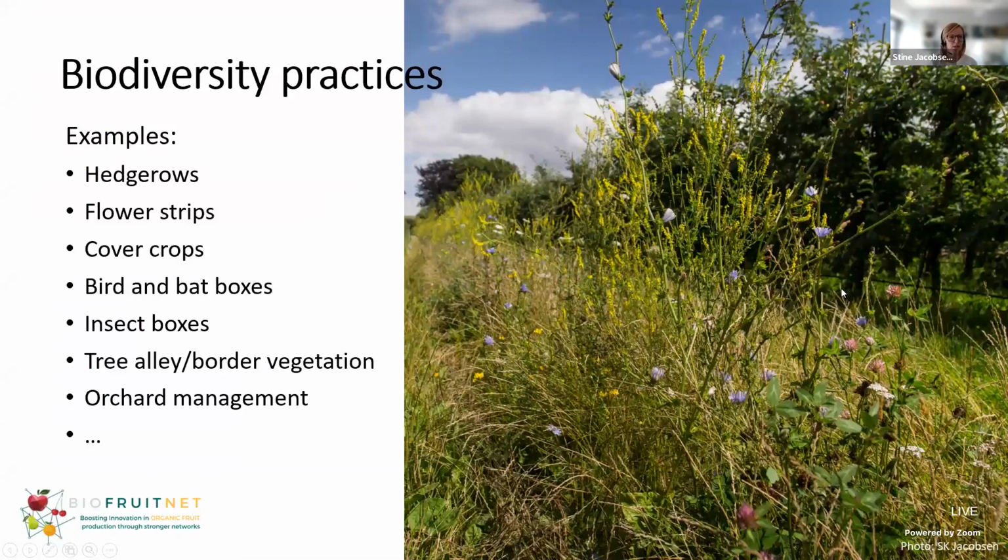And here are some examples of the different biodiversity practices that can be implemented in orchards. These are also examples from the BIOFRUITNET project and are recommended as best practices as an outcome of this project. So it's, for example, hedgerows, flower strips, cover crops, bird and bat boxes, insect boxes. It can also be tree alley or border vegetation, and also orchard management can, in general, support this biodiversity.